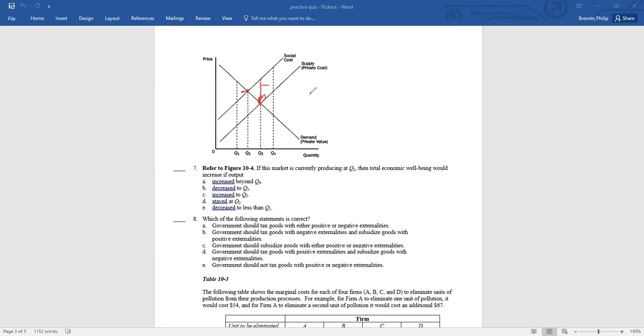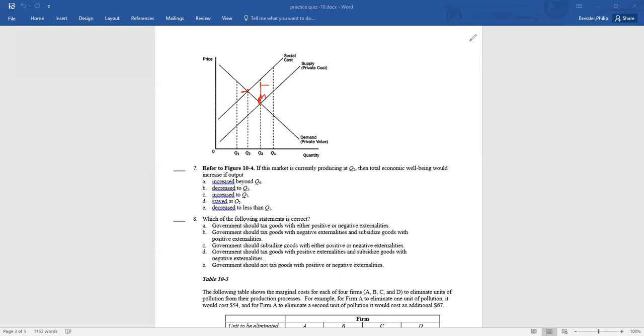Line, that would be external cost. They could ask you, again, the quantity of the market, which would be Q3. They could ask you the quantity of the socially optimal, which would be Q2. So those are the type of questions I could see them asking there.